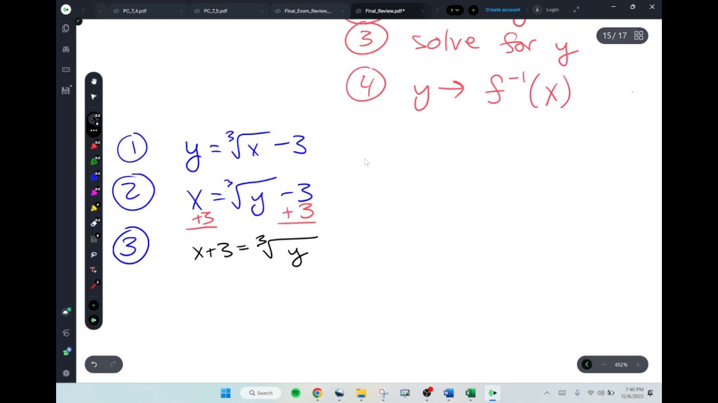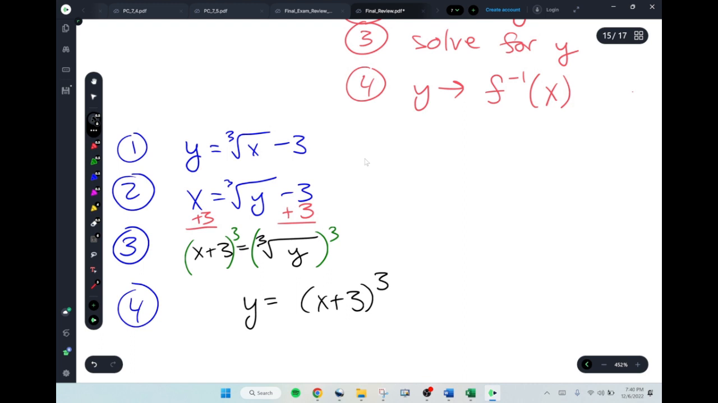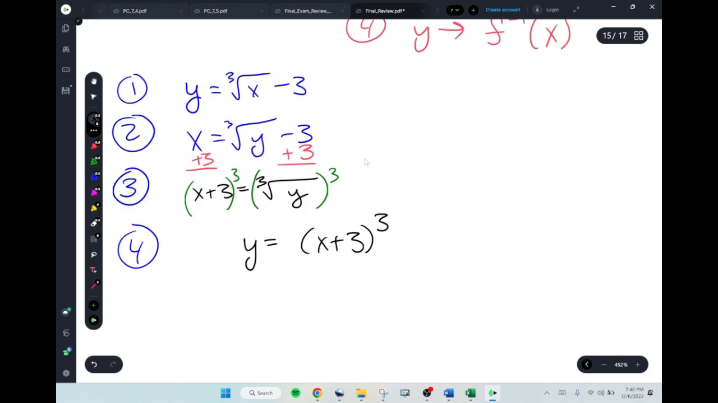Ooh, how do we get rid of cube root? Cube. Cube. Step 4. Well, hang on, let me finish this real quick. y equals x plus 3 cubed. Step 4 is to do what? Just be able to recognize if it's multiple choice that those two things mean the same thing.